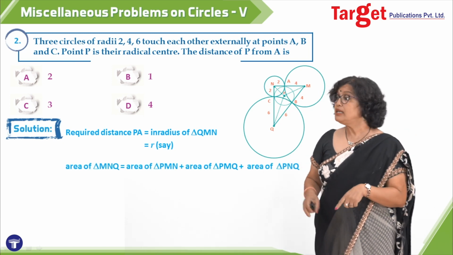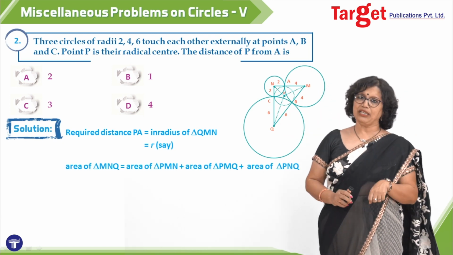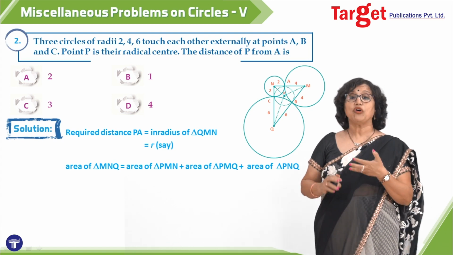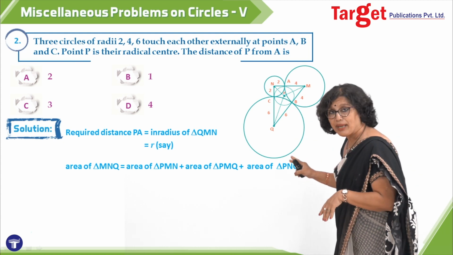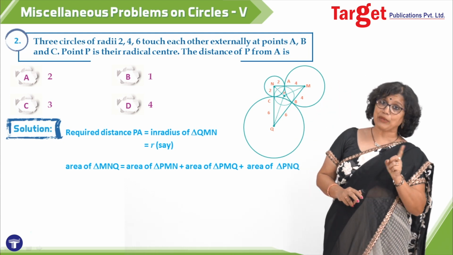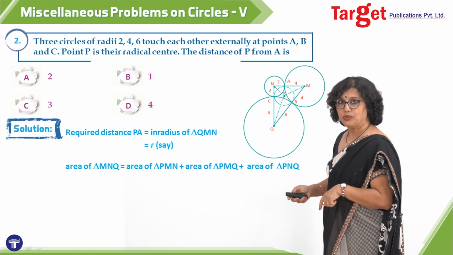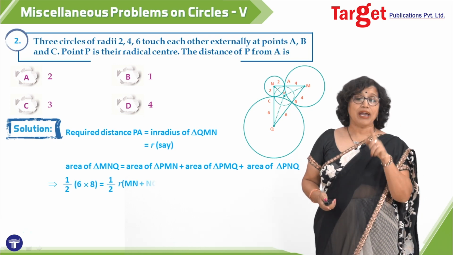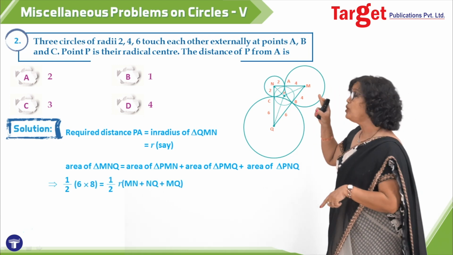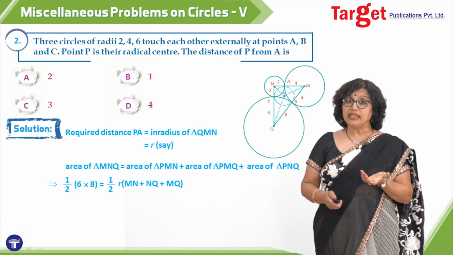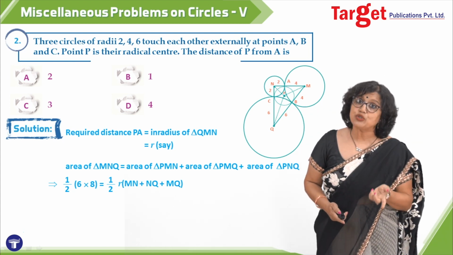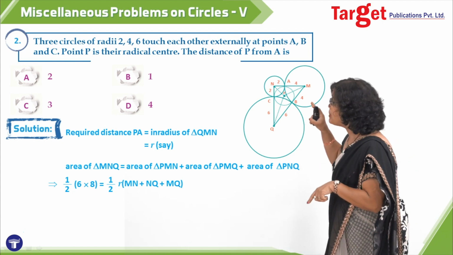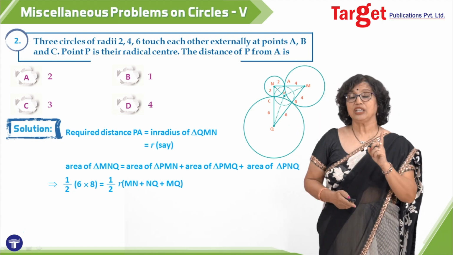What I do is, I use area of triangle MNQ and I write it as sum of area of 3 triangles. Which 3 triangles? PMN, PMQ and then PNQ, correct? So area of MNQ is 1 by 2 into 6 into 8 and then try to write those 3 areas in terms of R, and that is 1 by 2 into R. Inside bracket I am writing MN plus NQ plus QM.